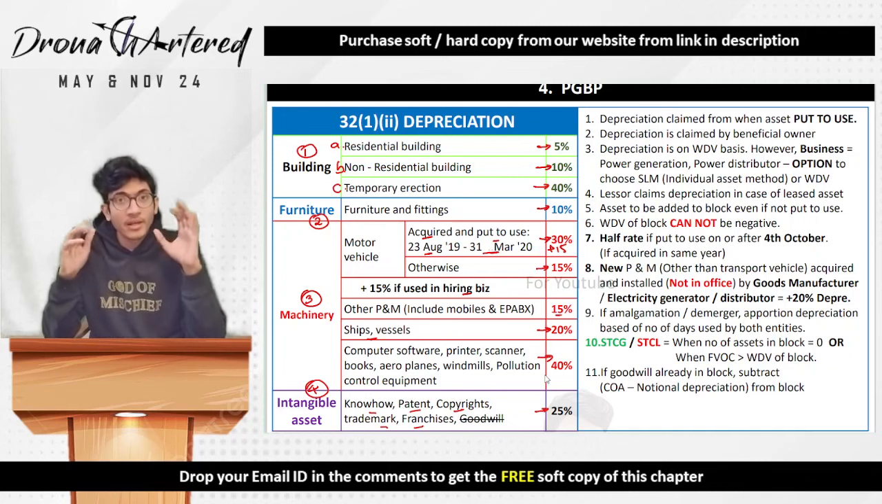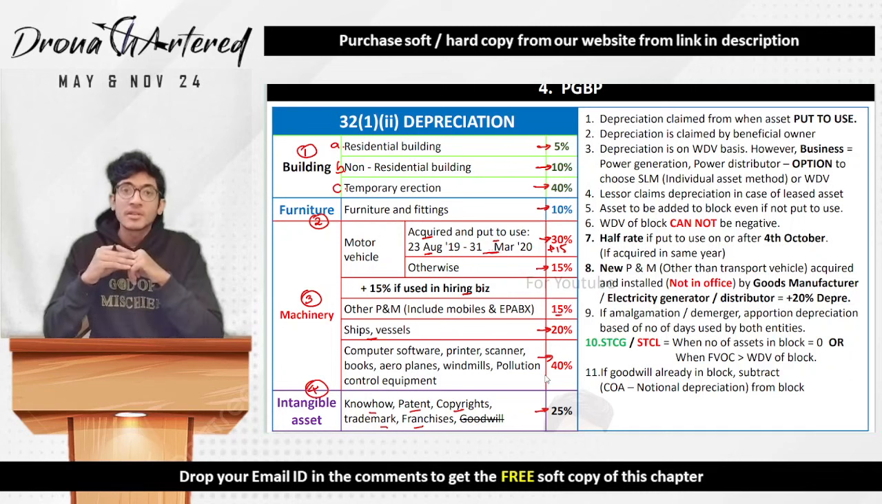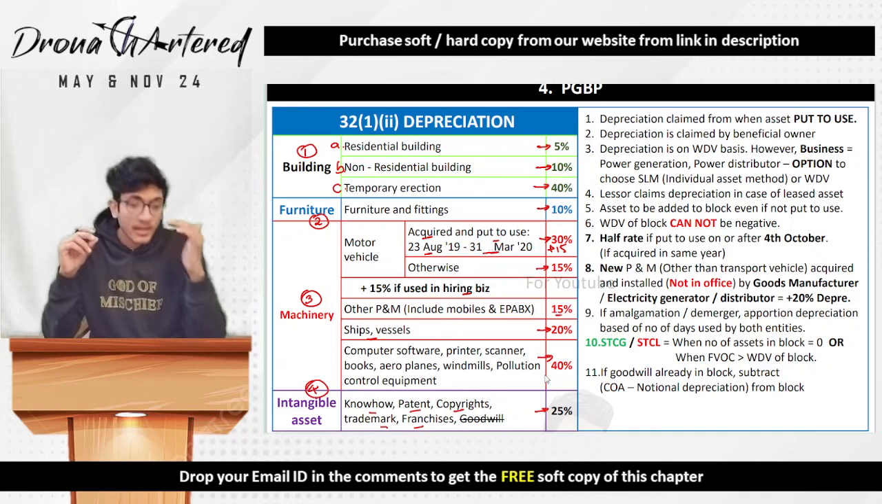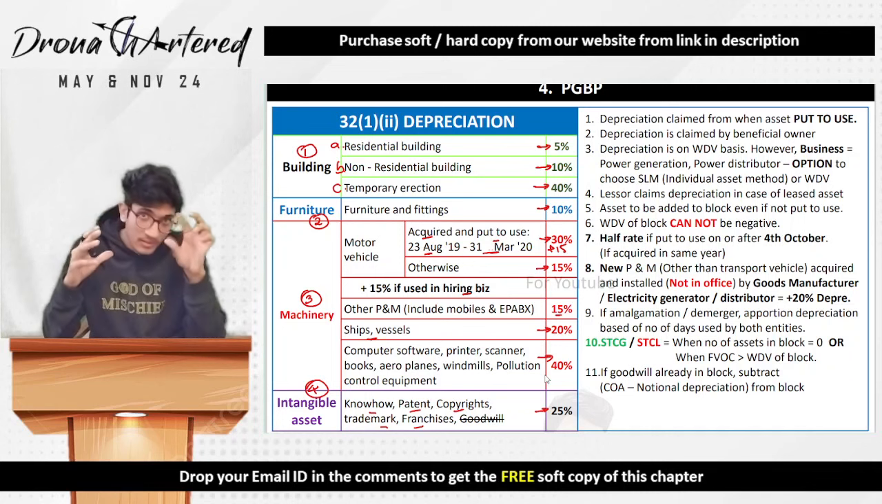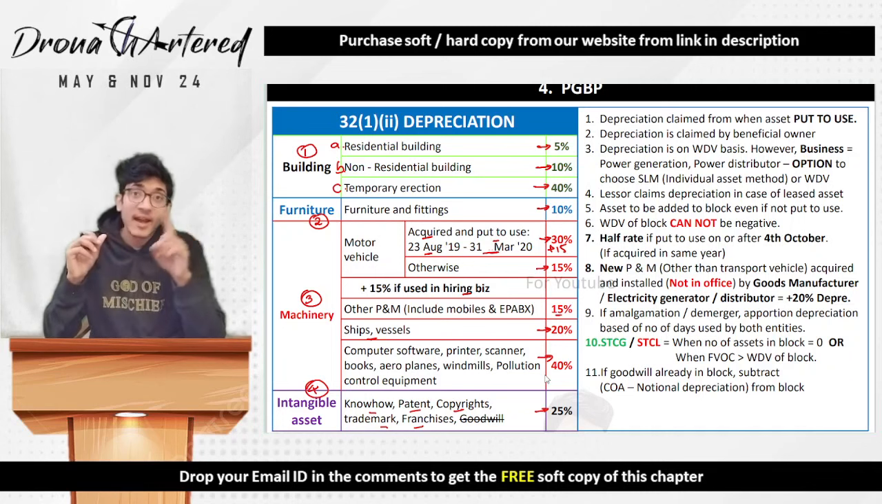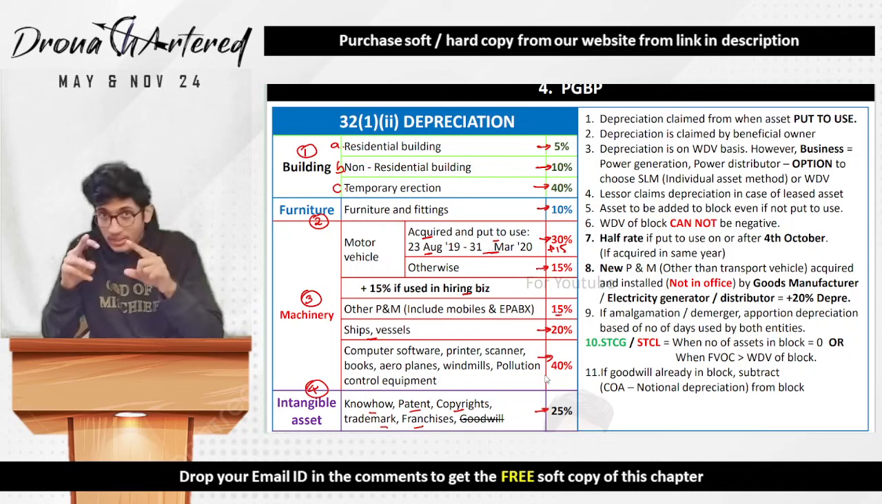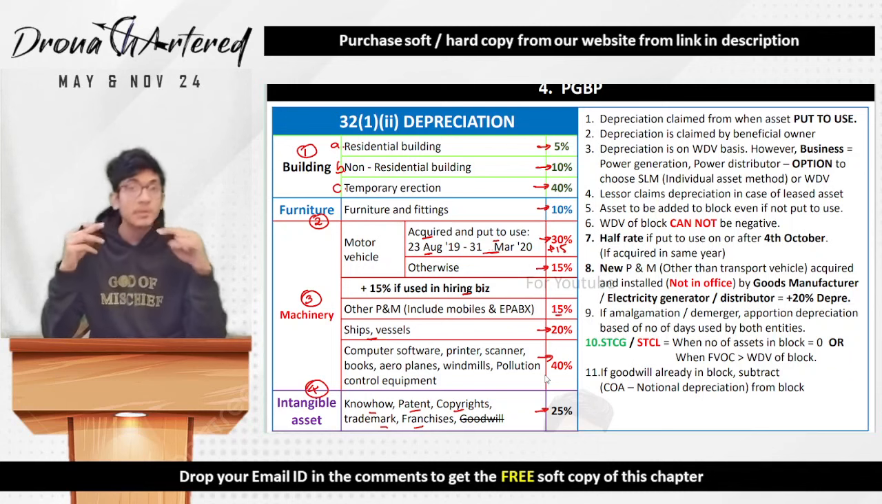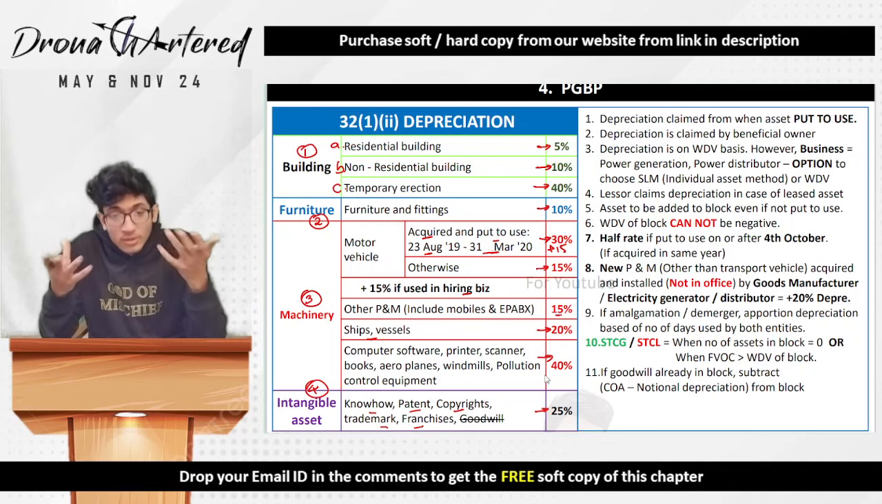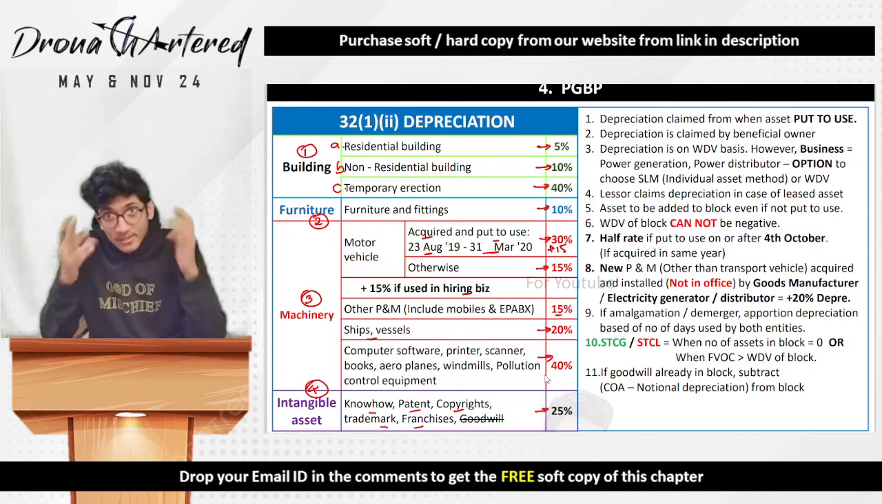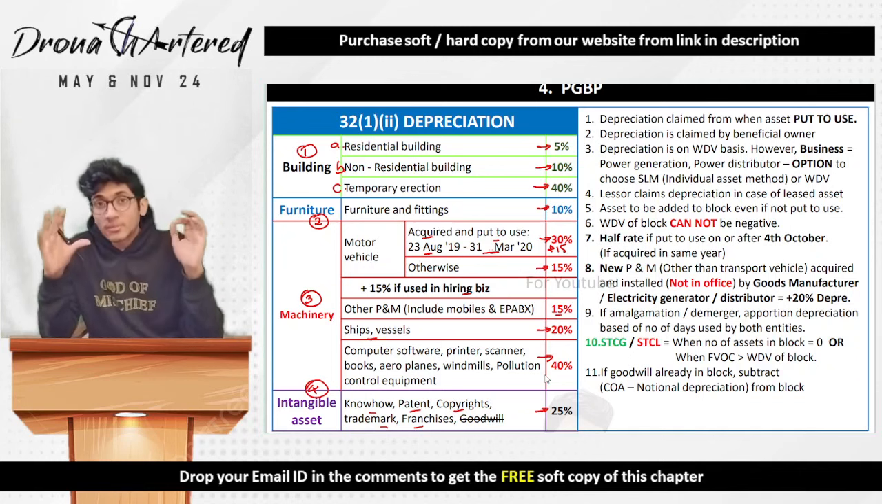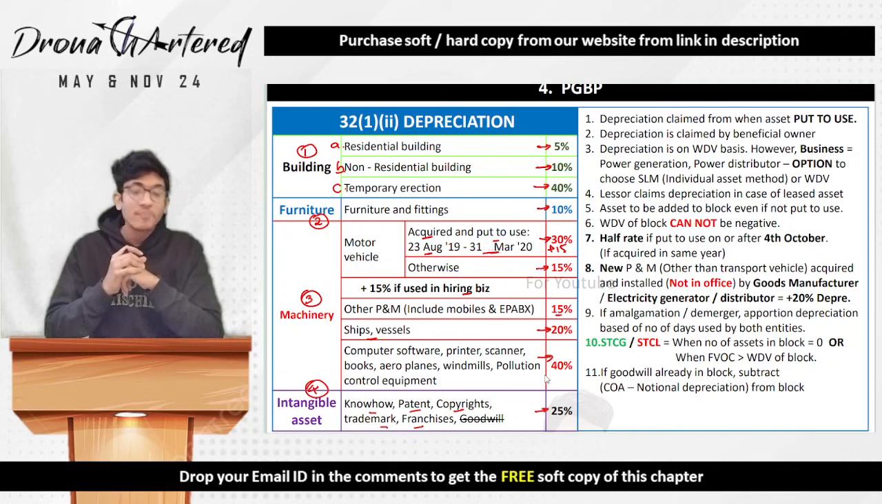Now this was your building. Under furniture and fixed fittings, we remember that there is only one depreciation rate, that is 10%. Then we did your machinery. Under machinery, we did motor vehicle. If it is purchased and put to use between that date, then 30%. Otherwise, it is 15%. If it is used for the purpose of hiring, then additional 15% will be given.